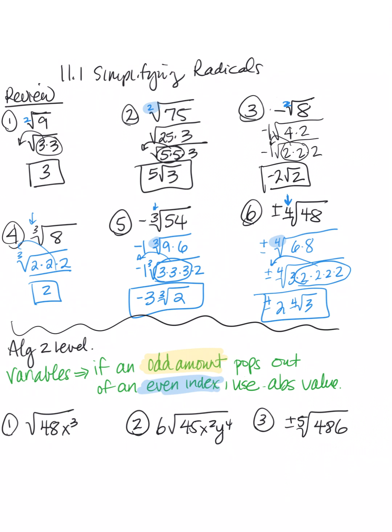All right, look at this number 1. Now, I have an index of 2 right here, so that's an even index, so I may need to use the absolute value thing, so we'll come back and look at that. But let's start by just breaking down what's underneath. 48 is 6 times 8, and x cubed is x times x times x. Now, I won't always write this out, but I want you to see that I can take things out in twos, right? I can take that out, and let's keep going. I'll leave one x underneath, but let's keep factoring this down.